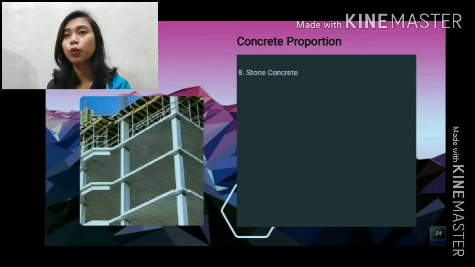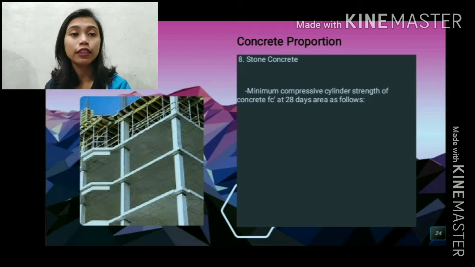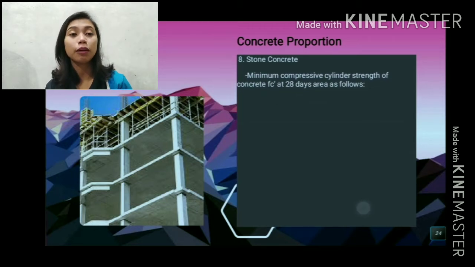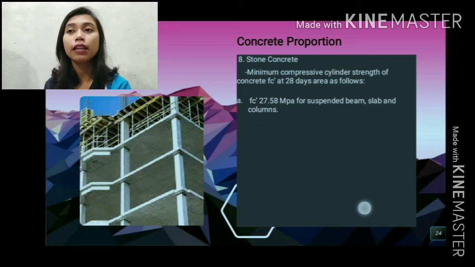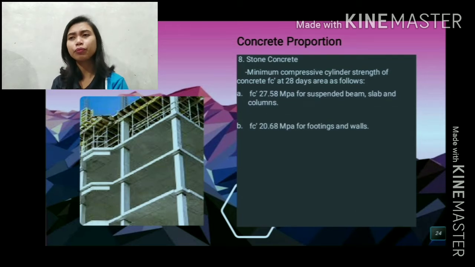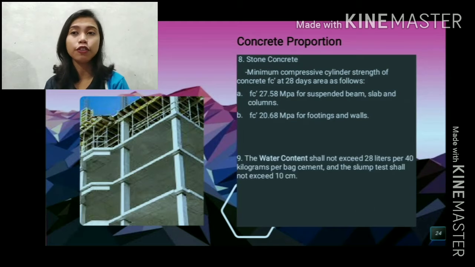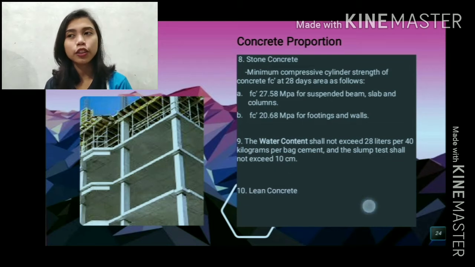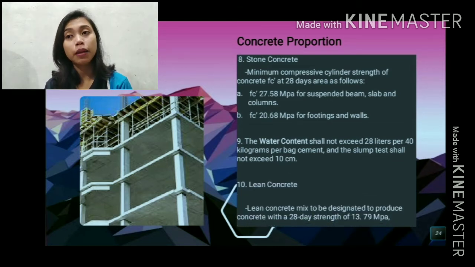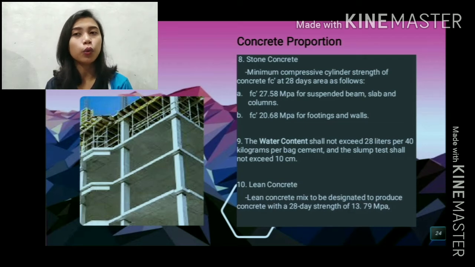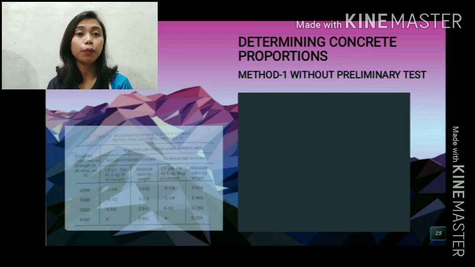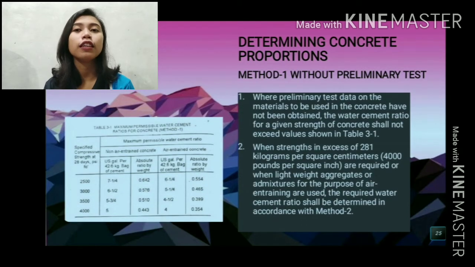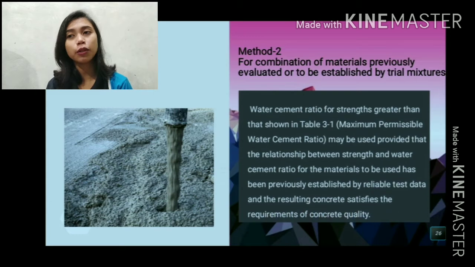The water content shall not exceed 28 liters per 40 kilograms per bag of cement, and the slump test shall not exceed 10 centimeters. And as we have observed on the video given last time in our class, we could also use a minimum of 20 liters per 40 kilograms of bag cement when we use the ratio 1:2:3:0.5, wherein 0.5 is the proportion of water that can be computed by multiplying 0.5 and 40, which indicates the kilograms.